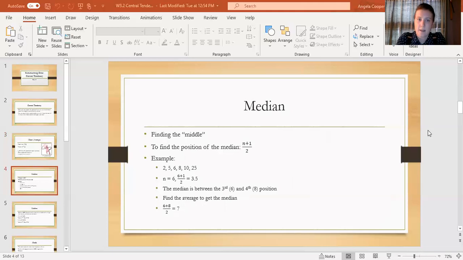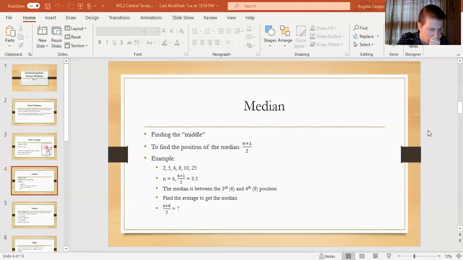The median is the second measure of central tendency, and that is the middle. To find that, you take the total number of individuals or data points, that lowercase n, add 1 to it, and divide it by 2. For example, in this sample we have 2, 3, 6, 8, 10, and 25. There are 6 data points there. So 6 plus 1 divided by 2 is 3.5.